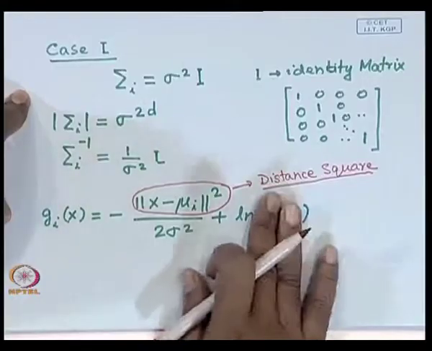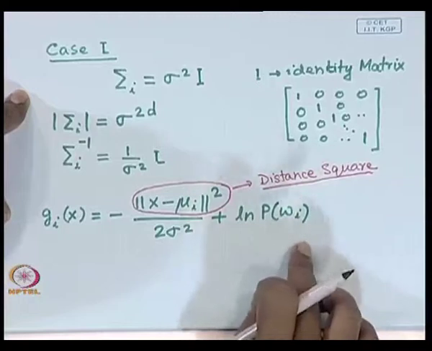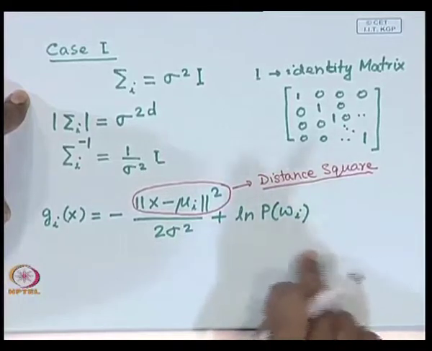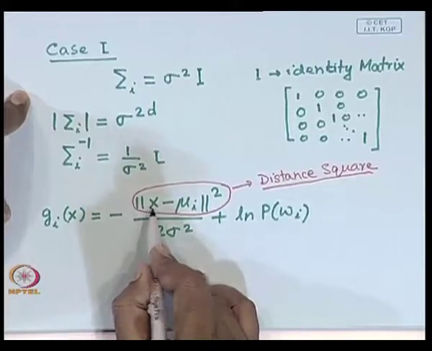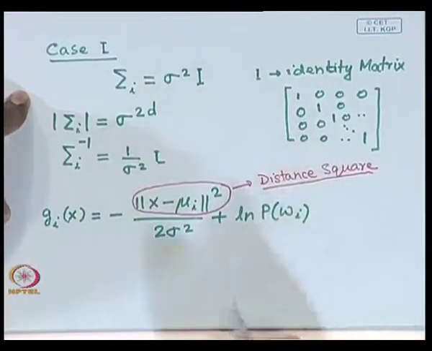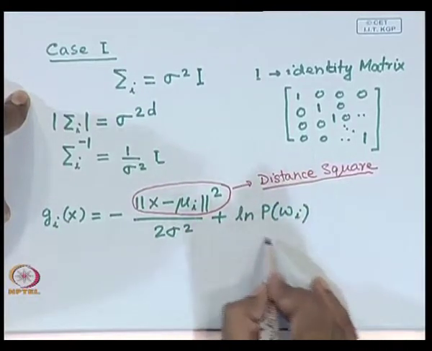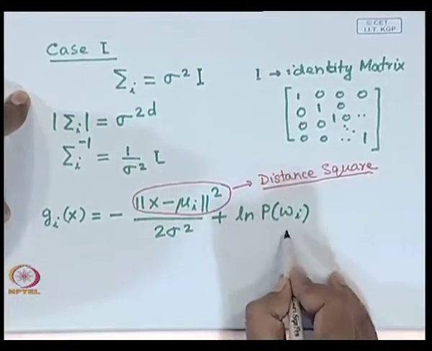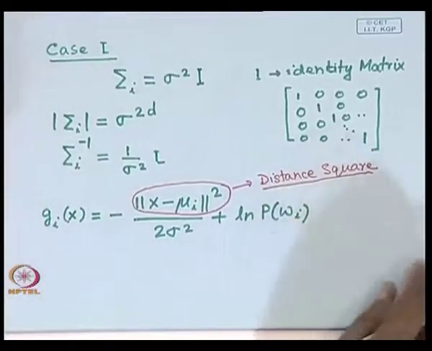Now, here you find that even if this P(ω_i) is present, that means the a priori probabilities of different classes are different, they are not the same, then for a sample point which is equidistant from all the class means, the decision will actually be biased by this term, log of P(ω_i).